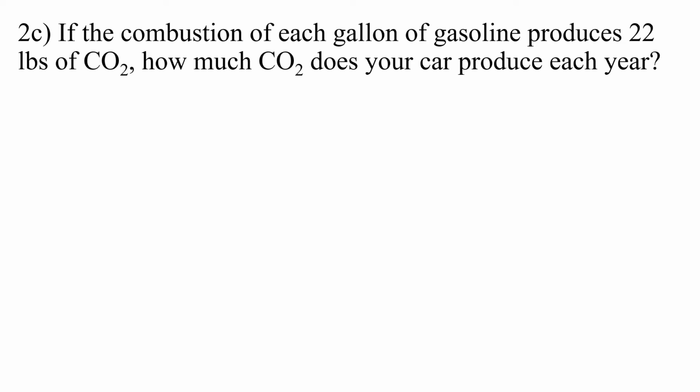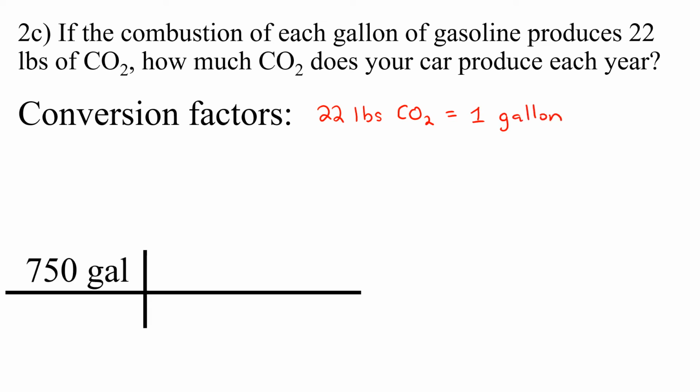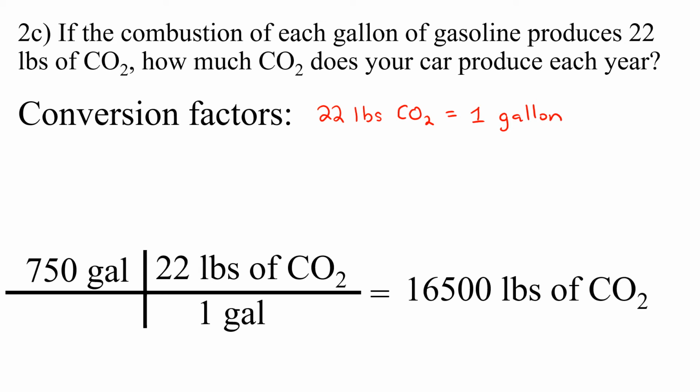2C. If the combustion of each gallon of gasoline produces 22 pounds of CO2, how much CO2 does your car produce each year? So I need to write down my conversion factor, 22 pounds of CO2 per 1 gallon. So I use the value from the previous problem, 750 gallons, and then I put gallons on bottom, 22 pounds of CO2 on top, I multiply it, and I get 16,500 pounds of CO2.